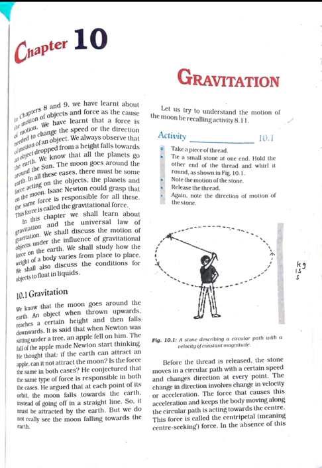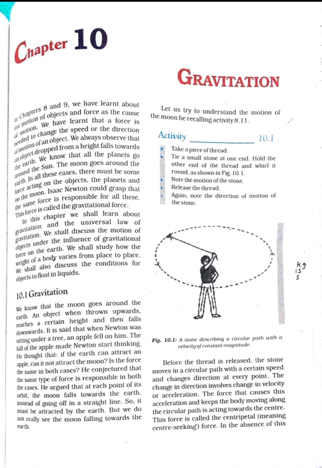The force that causes this acceleration, keeping the body moving along the circular path, is acting towards the center. And so this force is called the centripetal force. In the absence of this centripetal force, the stone flies off along a straight line. And I told you that straight line will be tangent to the circular path.